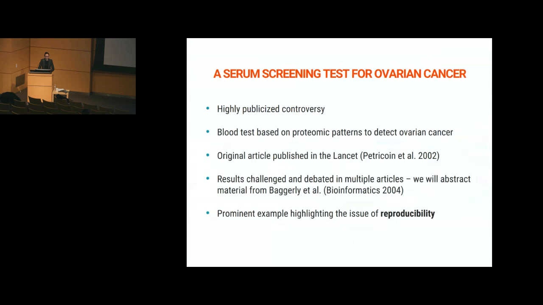because there was a paper followed by Baggerly et al. in Bioinformatics in 2004 that challenged and debated the multiple steps that led Petricoin et al. to come up with this result. Although there were a series of papers, and I was looking for more than an hour last night, I will only focus on what Baggerly found as problematic, as opposed to what went on between 2002 and 2005 when all this was going on. It's an example highlighting the issue of reproducibility.